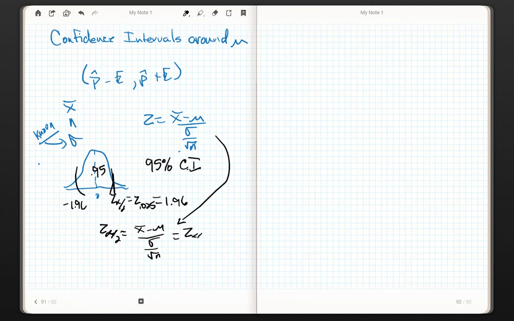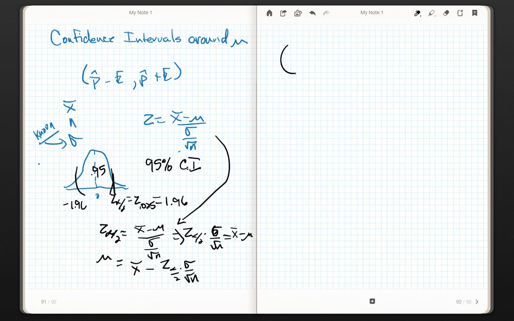I get z alpha over 2 times sigma over root n equals x bar minus mu. And then in a puff of algebra, add your mu over, subtract this guy over, and you get mu equals x bar minus z sub alpha over 2 times sigma over root n.